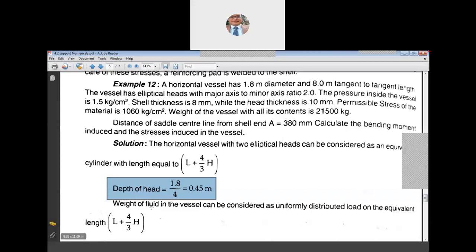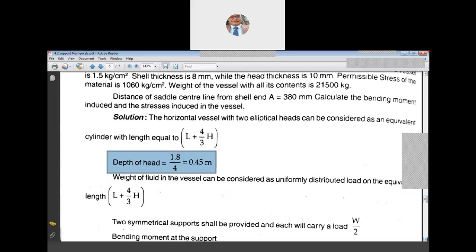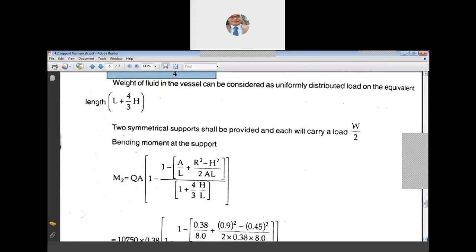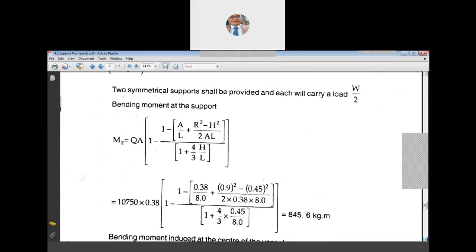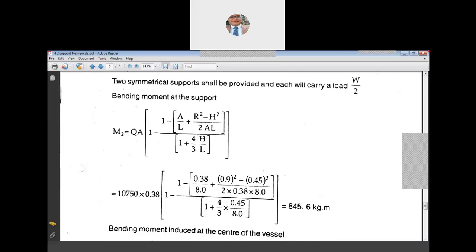Then the weight of the fluid in the vessel can be considered as uniformly distributed load on the equivalent length. So two symmetrical supports are to be provided and each will carry a load of W by 2, that is 21500 divided by 2, which will have the value of 10750. And A is nothing but the distance of the saddle center line from the shell end.